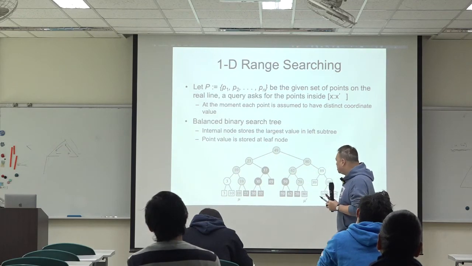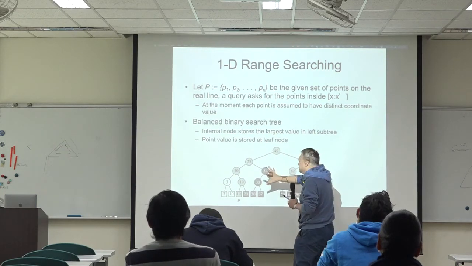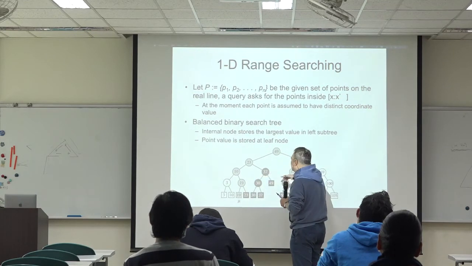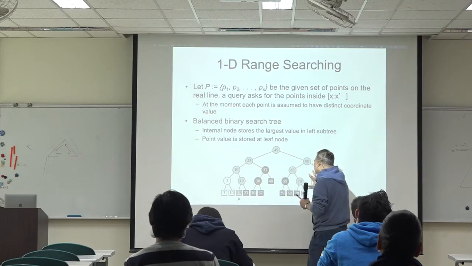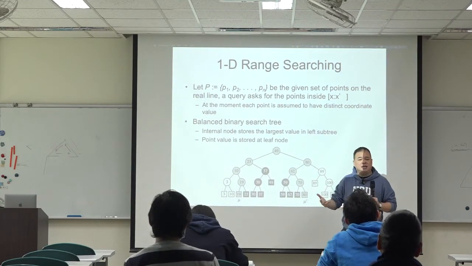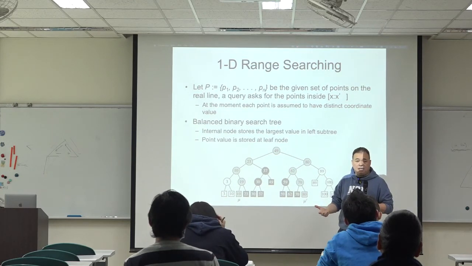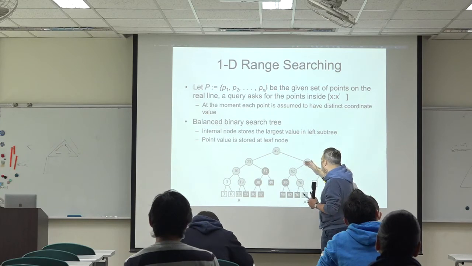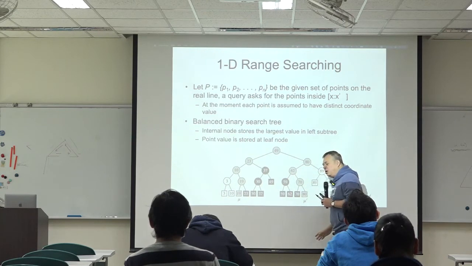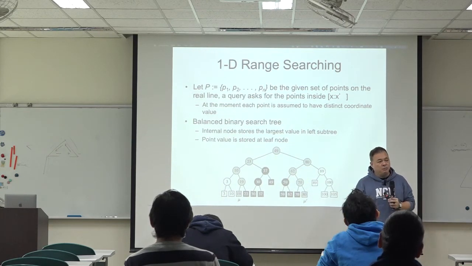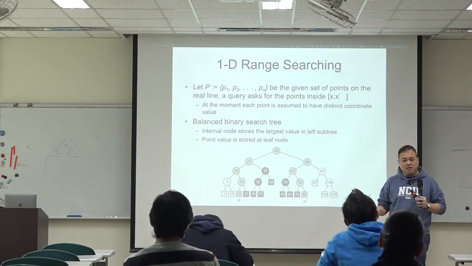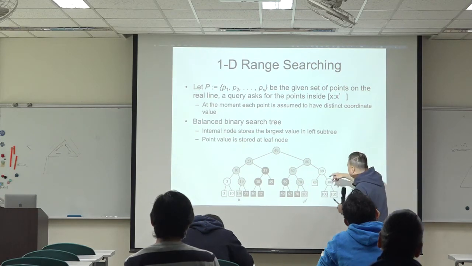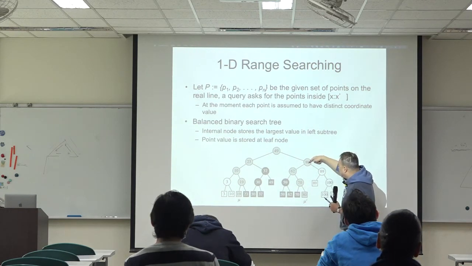Okay. So the basic idea will be like this. On the other side, a similar concept occurs. It's just like when you keep going to the right. When you go to the right, all the leaf nodes in the left subtree should be reported.